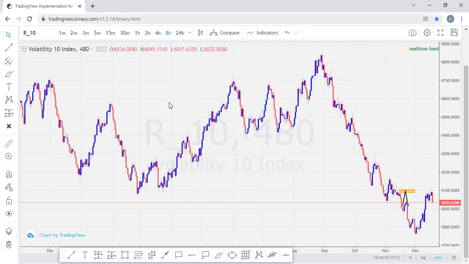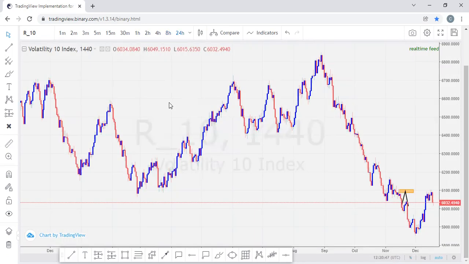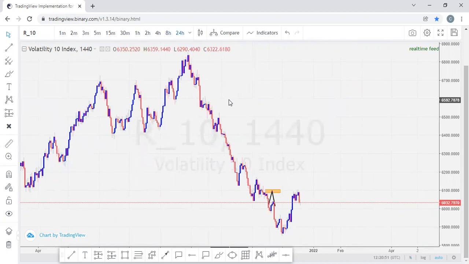The first thing first, you have to go to the daily time frame. This is Volatility 10. As you can see, you can see that this market has been really bearish. It has been trending down for quite a number of months, because this is a daily time frame.